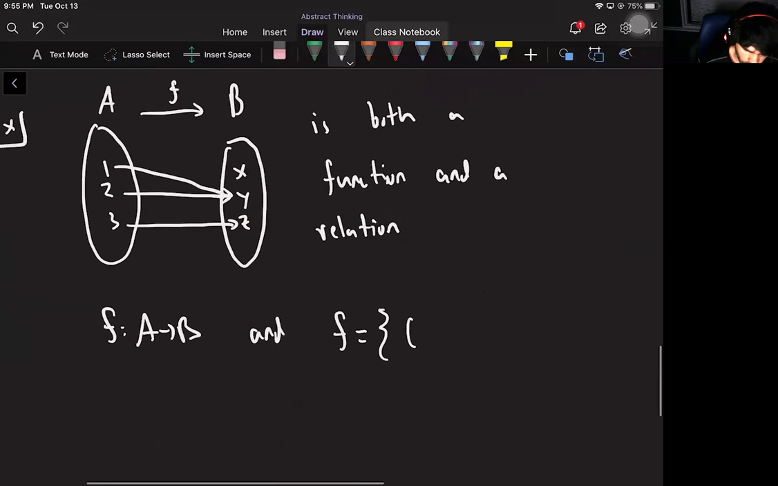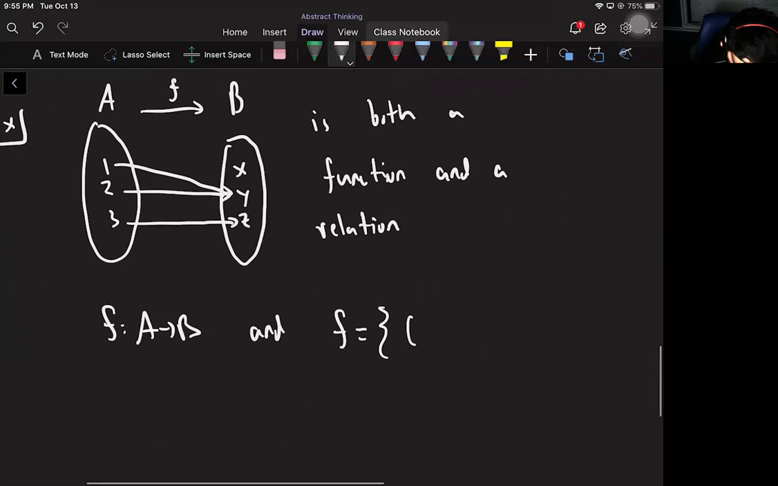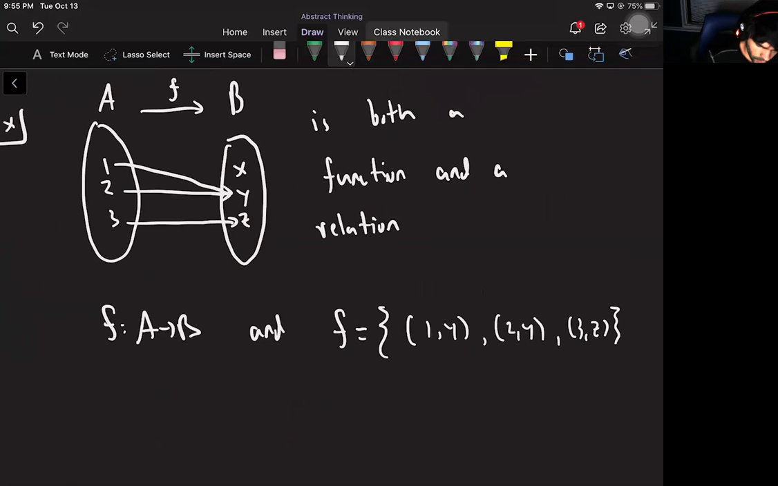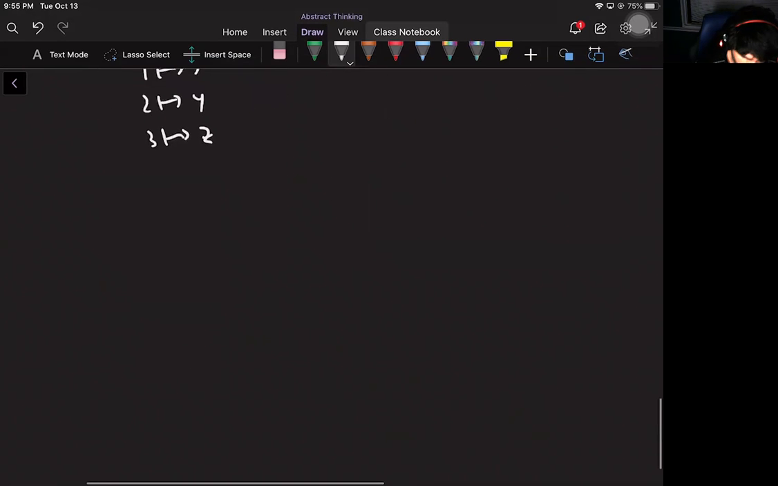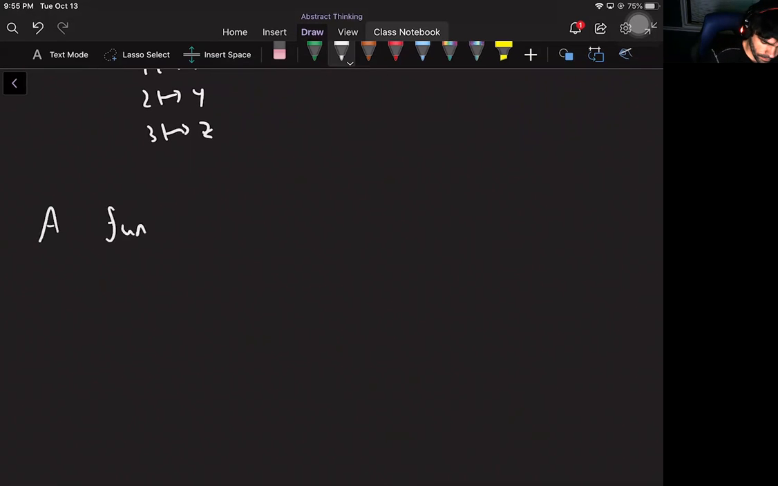As a relation, it consists of the pairs that you get from the assignment. So you get 1 comma y because 1 goes to y, 2 comma y because 2 goes to y, and 3 comma z because 3 goes to z. Okay. So in function notation, you would say stuff like this. But for relations, you would say something like on the right. Okay. So in fact, this always works. So a function always, doesn't have to be a small set like that, always creates a relation.